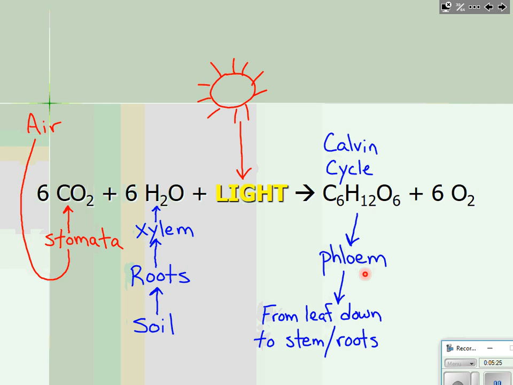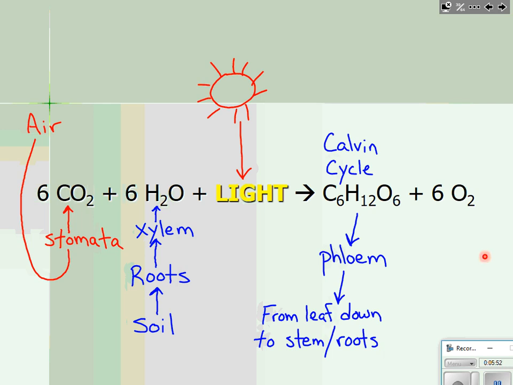Phloem is another type of tubing. It's found just underneath the bark of most plants, and the phloem allows the sugar to be transported from the leaves down the stem all the way down to the roots and to the fruits of the plant, so that all the parts of the plant receive that food, that sugar that they need for energy.